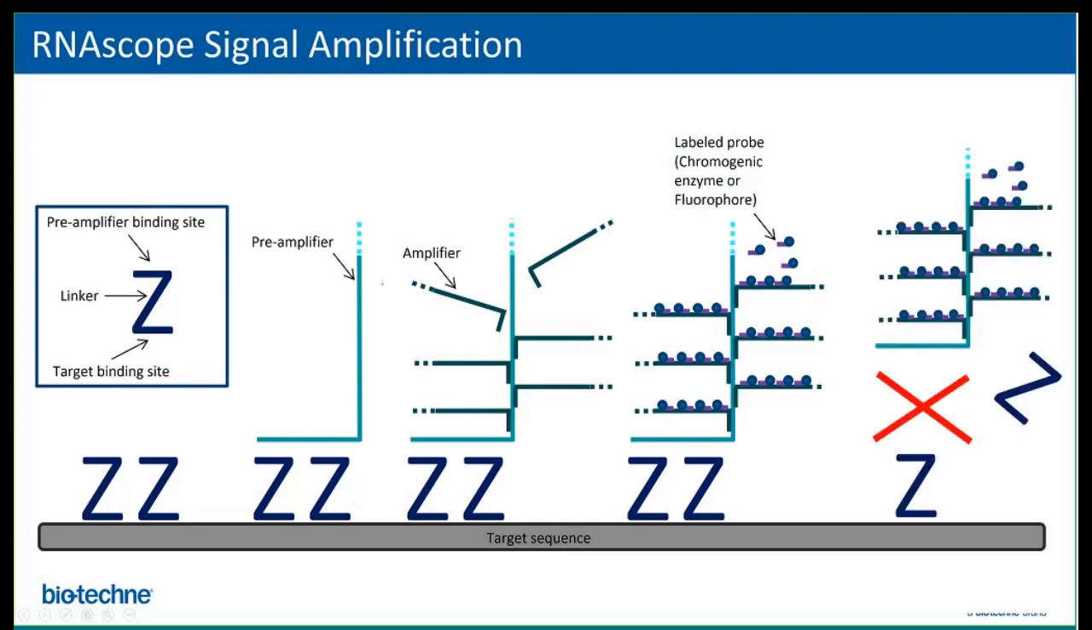Now, if one of the probes binds to an unspecific target, it's highly unlikely for another Z probe to bind, hence the pre-amplifier sequence won't form. This is what gives the advantage for our assay, that it's very highly specific and the signal amplification is very robust with background noise suppressed. So this is just an overview about this assay.